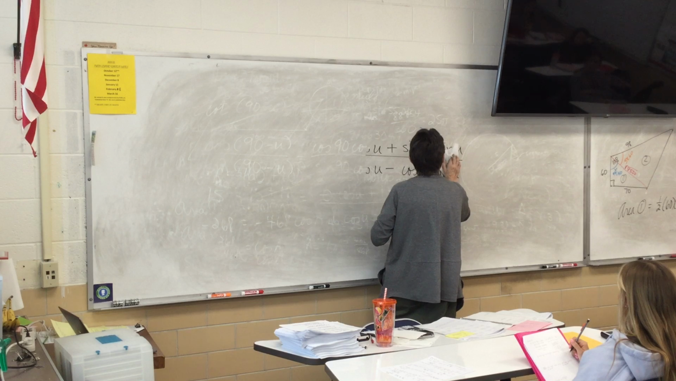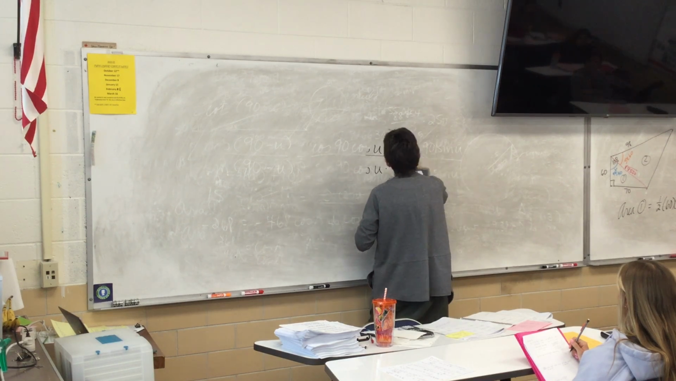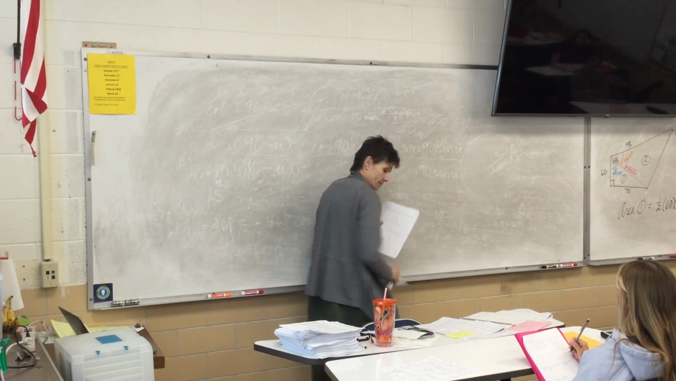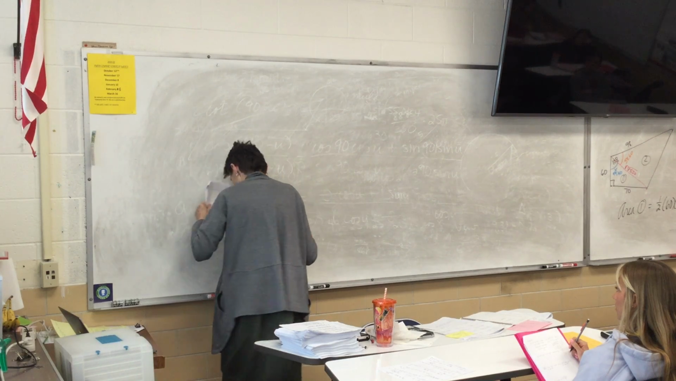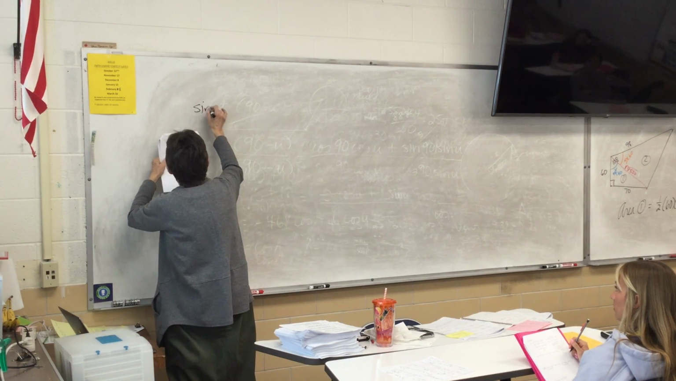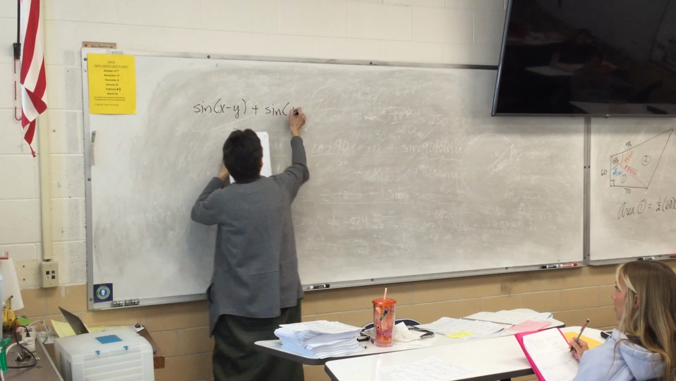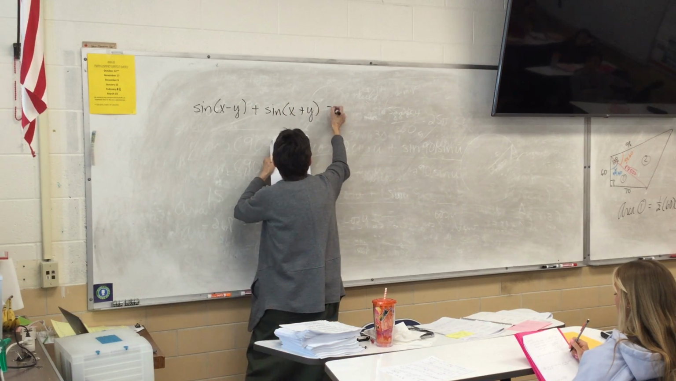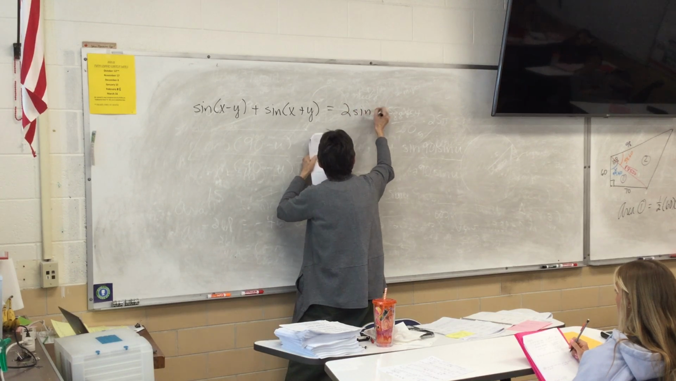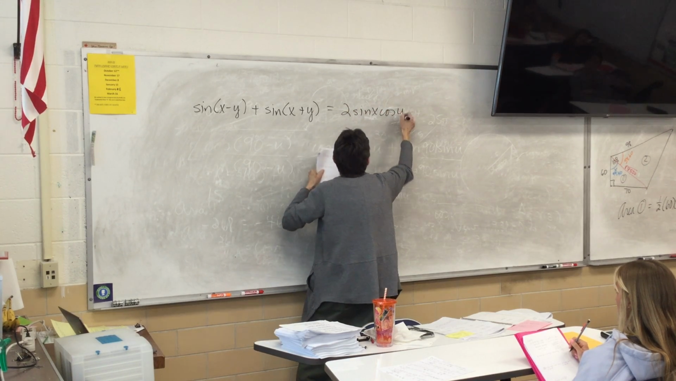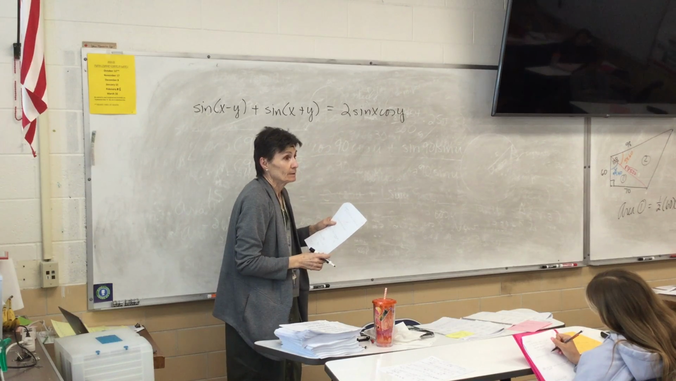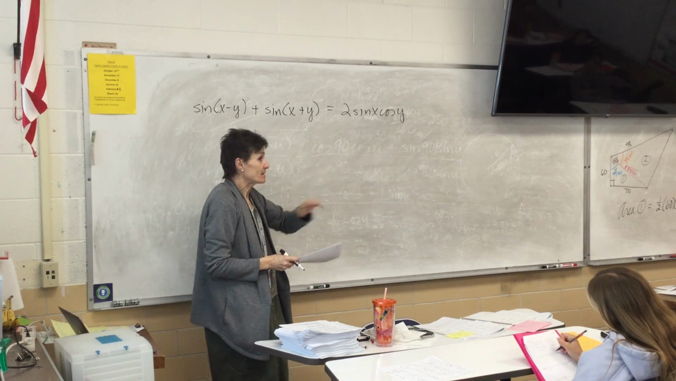Tans and cotans have trickiness, sines and cosines don't. So it's just a straightforward problem. Tell me what you think we should do. Distribute the sine. Okay, now be careful. We cannot distribute. Sine, S-I-N, does not distribute.